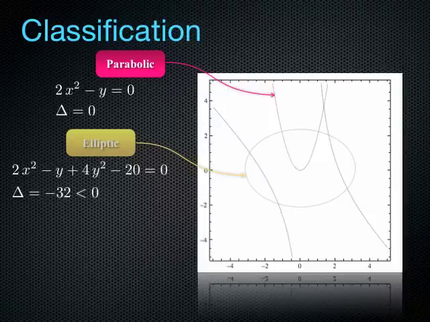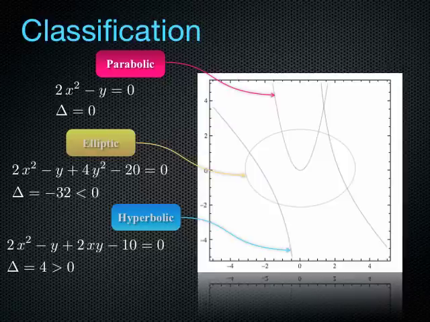Here's an elliptic conic section. Its discriminant is negative 32. And here's a hyperbolic section, the blue curves. Its discriminant is a positive number.